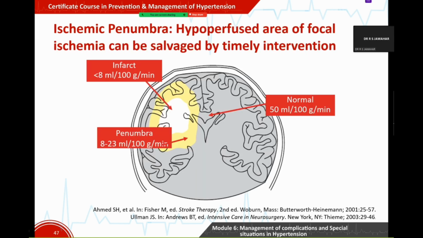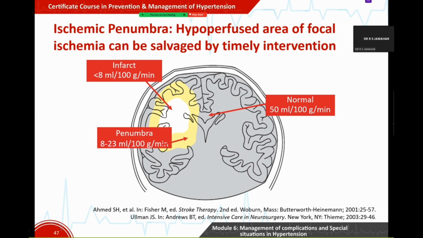See, this is an important slide. Here are the three areas. One is the normal area, ischemic area, that is the penumbra area, then the infarct, that is the necrotic area. See the penumbra. So this penumbra is much bigger than the true infarct area. So infarct area is very small, surrounding area is the penumbra area.